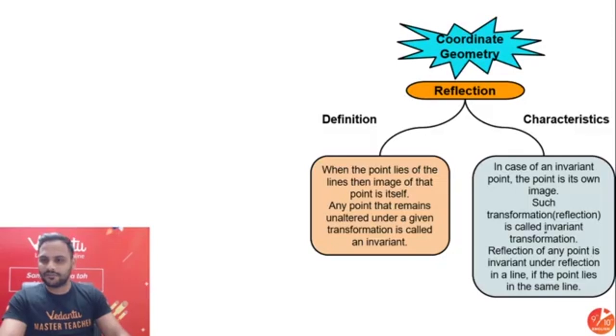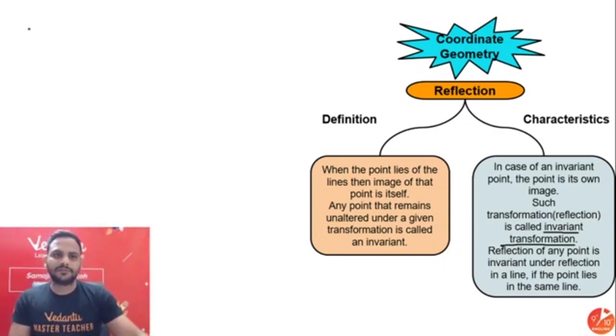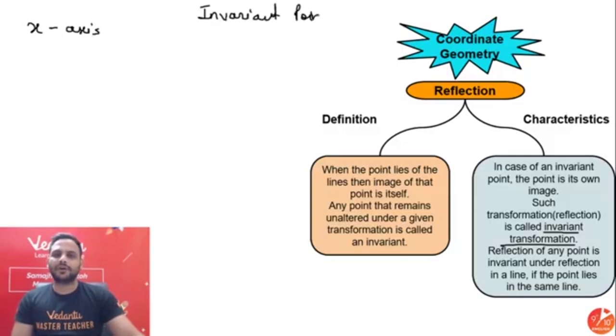What are invariant points? Invariant means under reflection. If you do the reflection, the invariant points are those points whose image also will have exactly the same coordinates as the object. So see, if I am doing the reflection along x-axis, what will be the invariant points? Points whose image will also be the same as the object. So invariant points will be all points on x-axis.